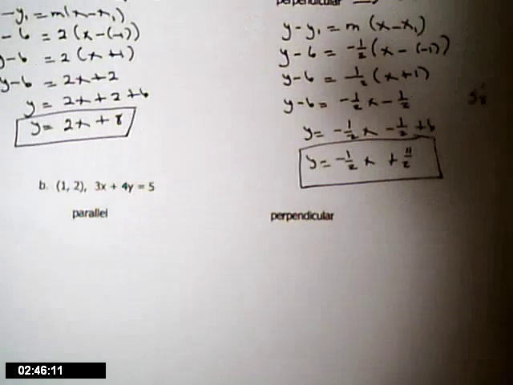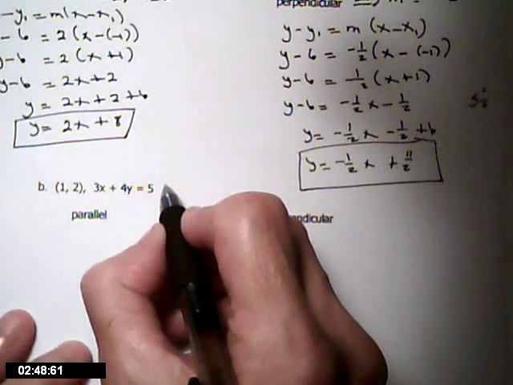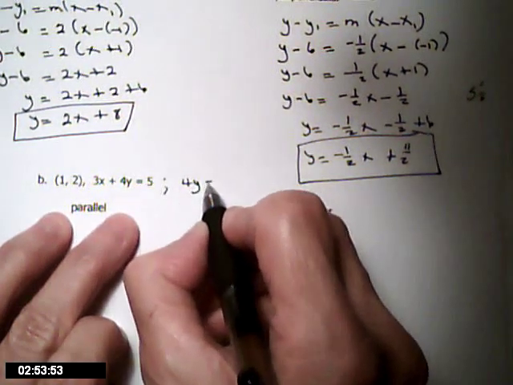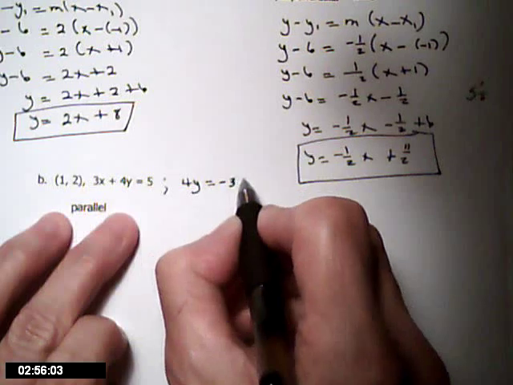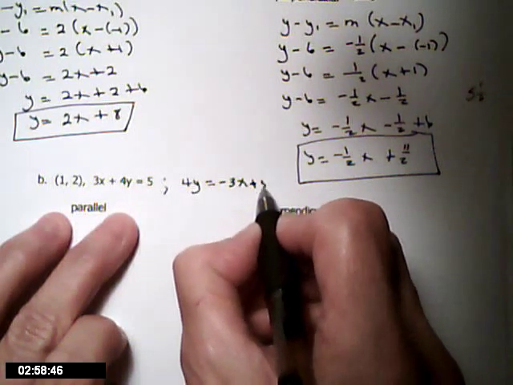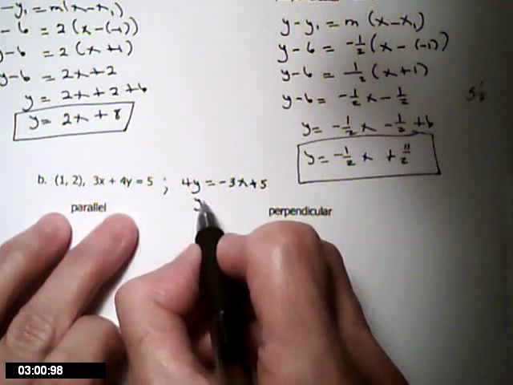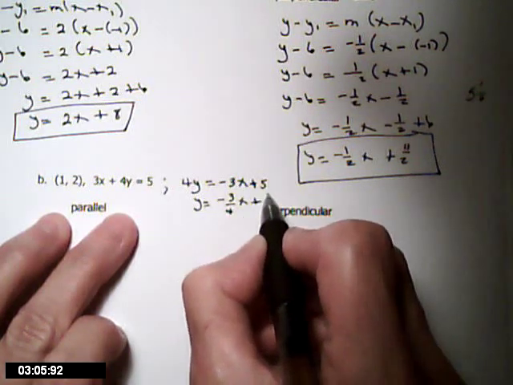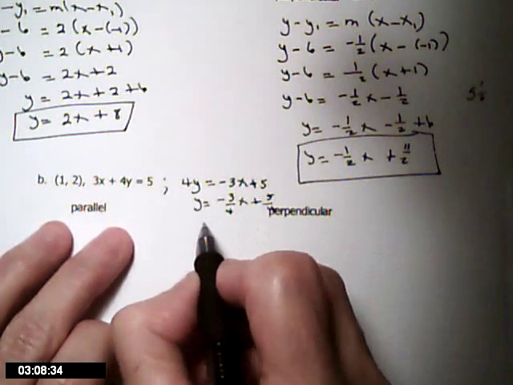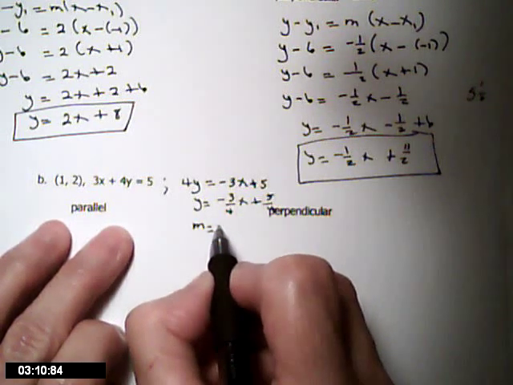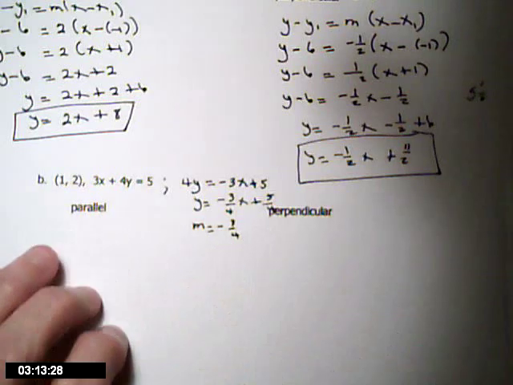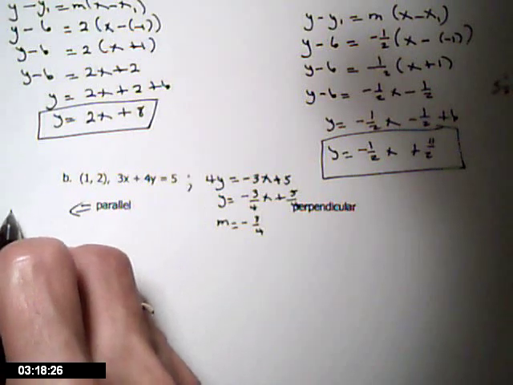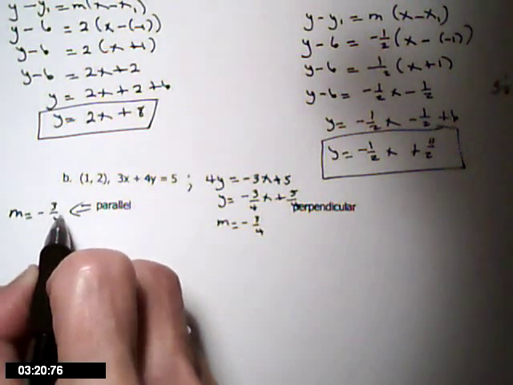Okay, let's do a second one. This time we need to take our equation, which is in general form, and write it in slope-intercept form. So let's move the 3x over, and then let's divide by 4. Now from this you see that our slope of our given line is negative 3/4. Now if my line is going to be parallel, then my slope is going to be that same amount, negative 3/4.